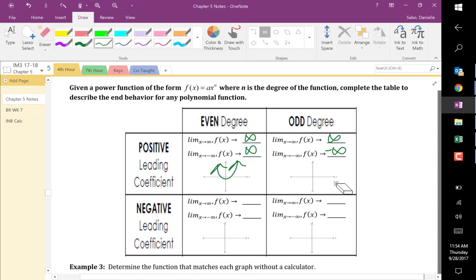So here's a way to remember it. If it's a positive leading coefficient, which is the number all the way out in front, if it's going to the right, it's also going to be going up, because that's just normal. The normal thing is for you to do the same thing. So if I'm going to positive infinity for x, I should be going to positive infinity for y. That's only if we are on the odd degree. So it's going to look something like this.